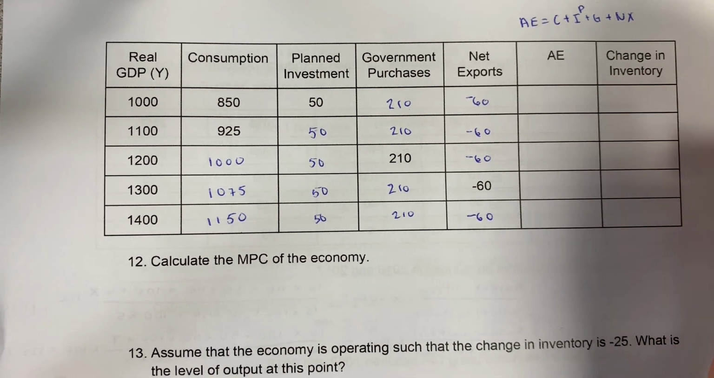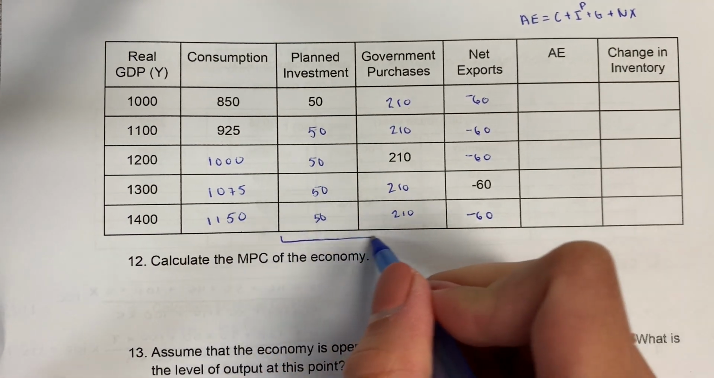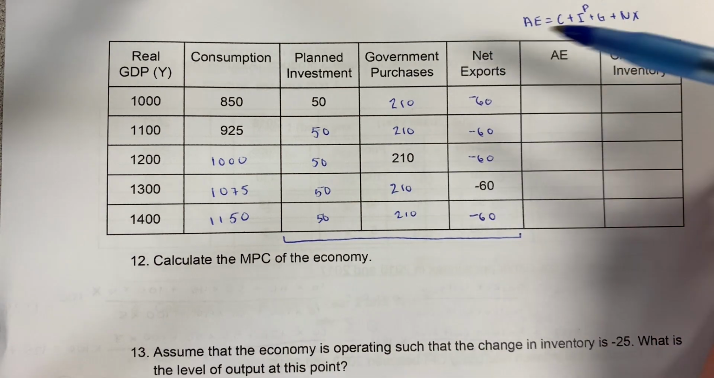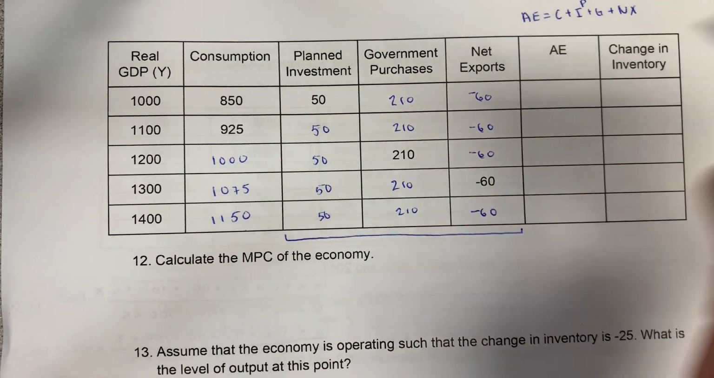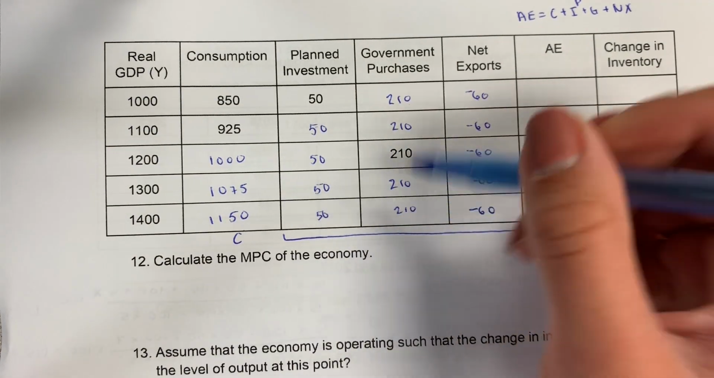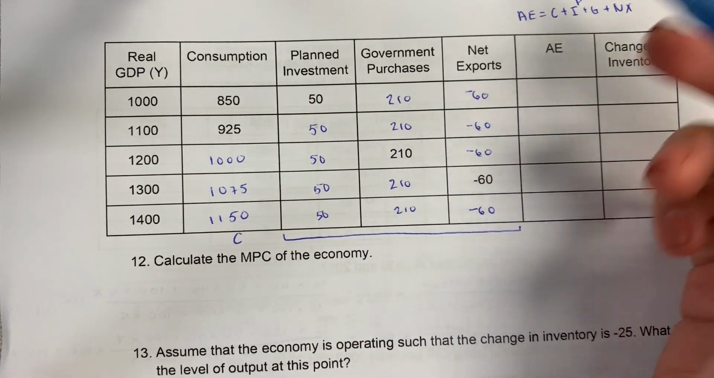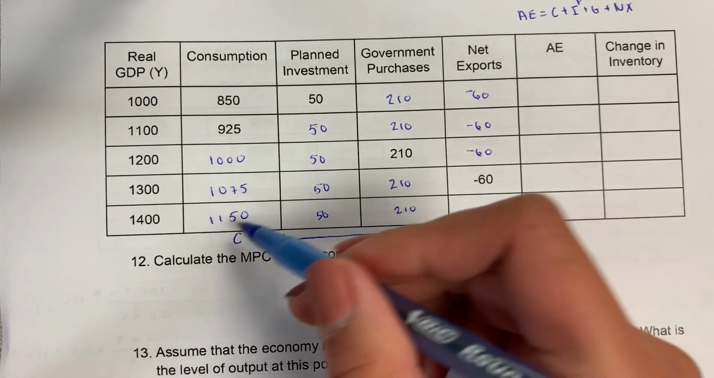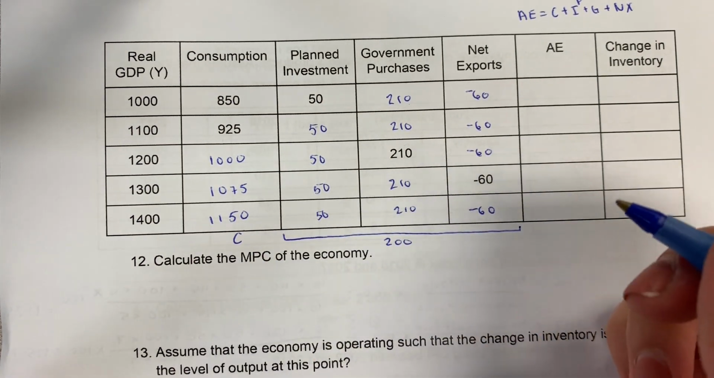So then what you're going to do from here is we're just simply going to add this column right here. So we're going to add all the planned investment, government purchases, and net exports. And then what we can do is we can add the consumption to these fixed numbers, right? So if you add 50 plus 210 minus 60, this gives you 200. So then it just ends up being consumption plus 200.